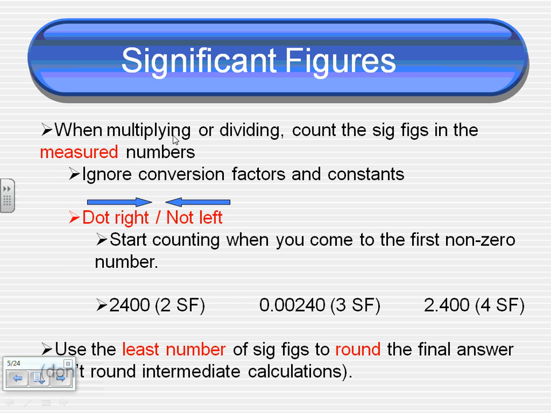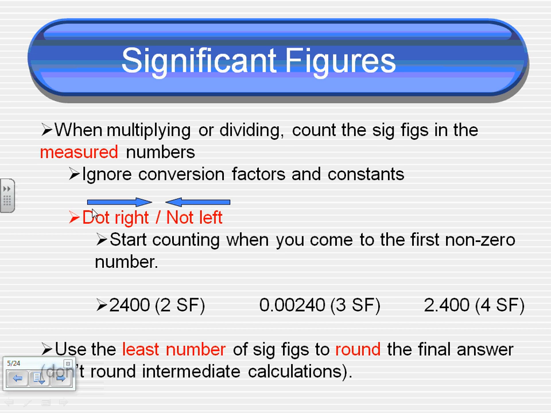All right. Now, when we get to multiplying and dividing, which we are going to have to do in this lab, you count all the significant figures in the measurements. The second bullet point, right here, is going to be very key. Ignore conversion factors and constants. So if you have a conversion factor saying 1 mole equals 35.5 grams, that's a conversion factor. You do not include that when you're counting significant figures.